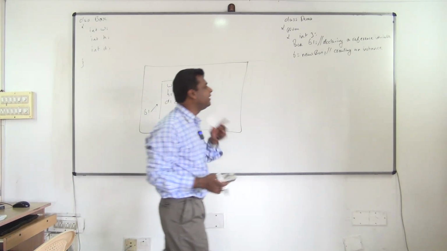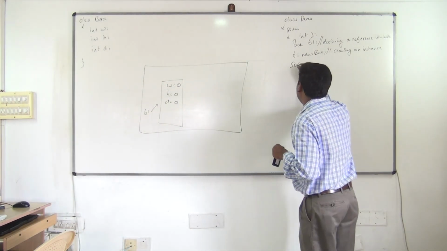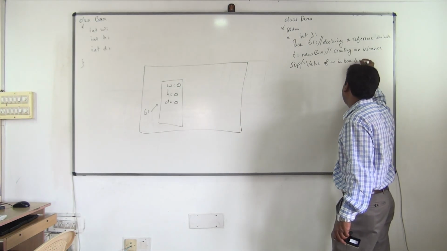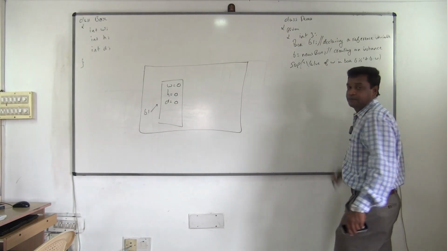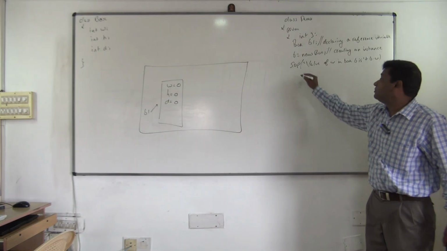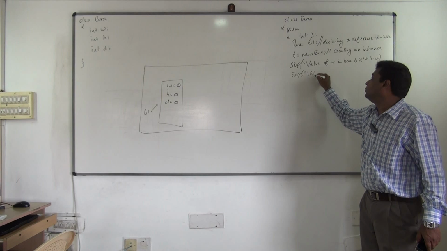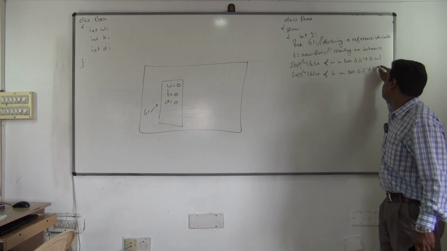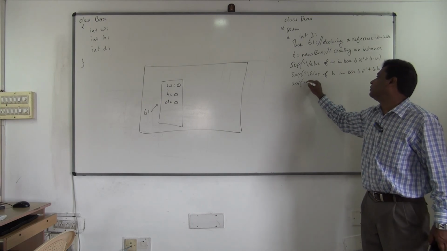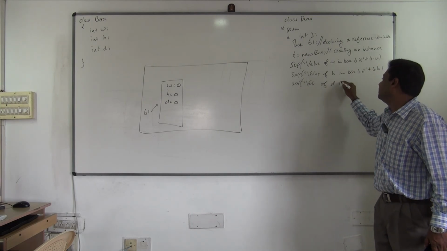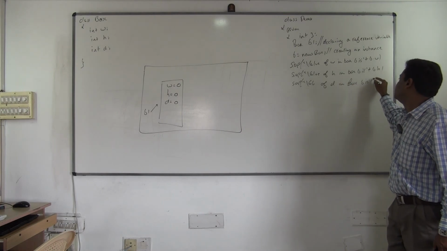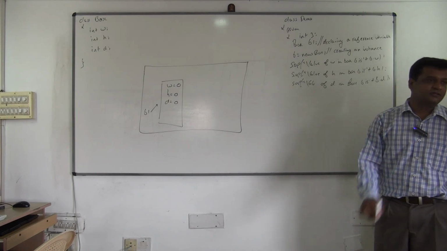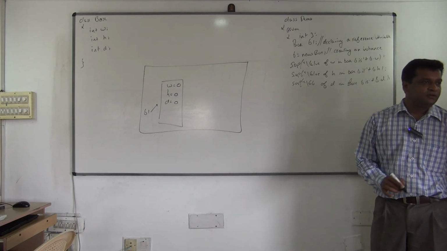If you are interested, you can print and see very clearly. Before initializing, you try it out. SOP value of W in box B is plus B dot W. It will print 0. Similarly, SOP value of H in box B is plus B dot H, and SOP value of D in box B is plus B dot D. It will print 0, 0, 0.